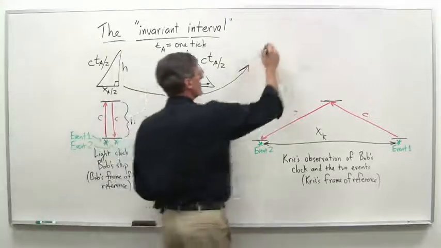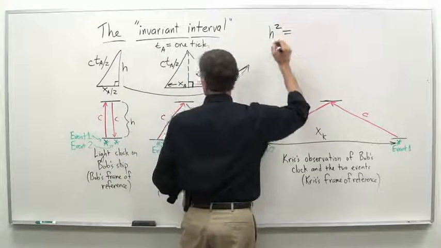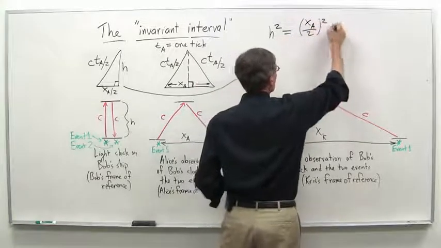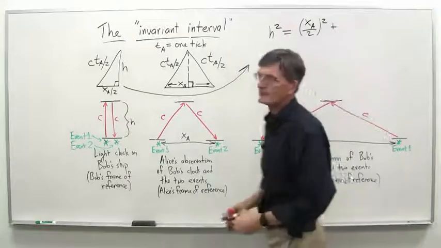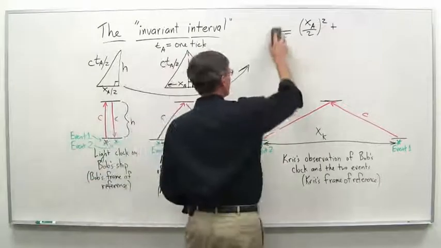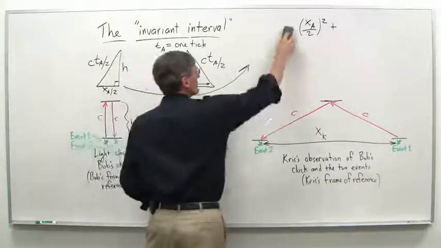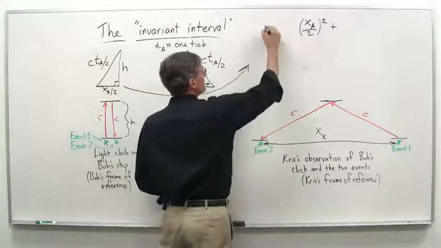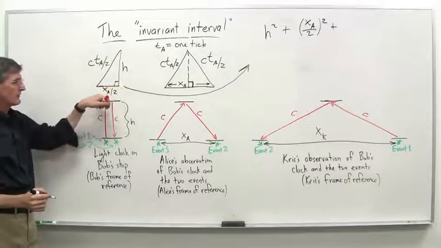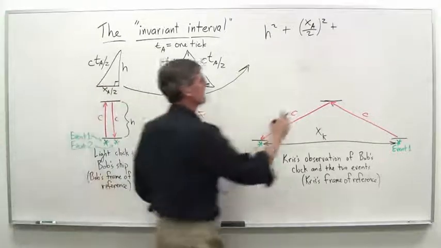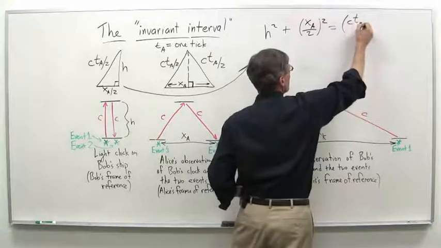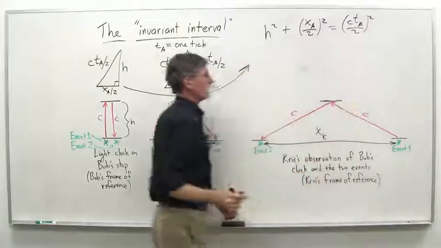So what do we get? We get h squared equals xa over 2 squared plus, oops, sorry, that's not what I want. Hypotenuse, of course. Hope you caught that. Try this again. Get rid of the equal sign. H squared plus xa over 2 squared equals the hypotenuse squared. Just got ahead of myself there. So equals hypotenuse c ta over 2 squared.